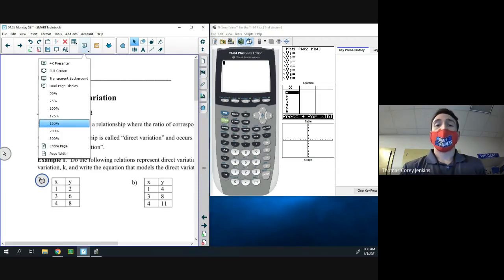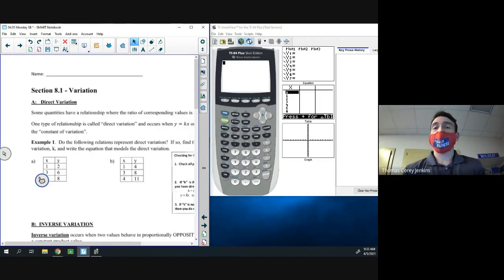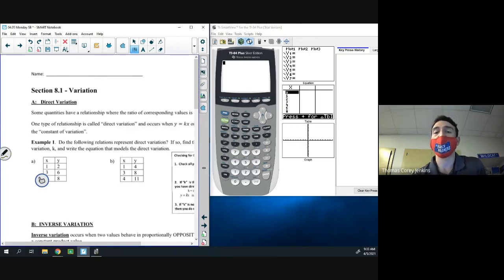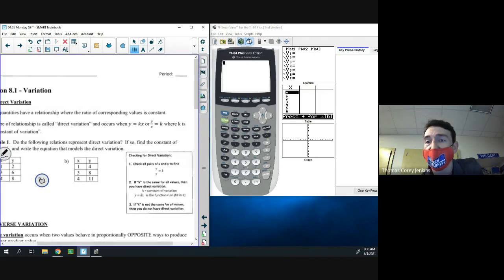All right, so today's notes are titled Variation. In section A at the top of the front page, we're going to be looking at direct variation, also known as proportional lines. Two things are important there.